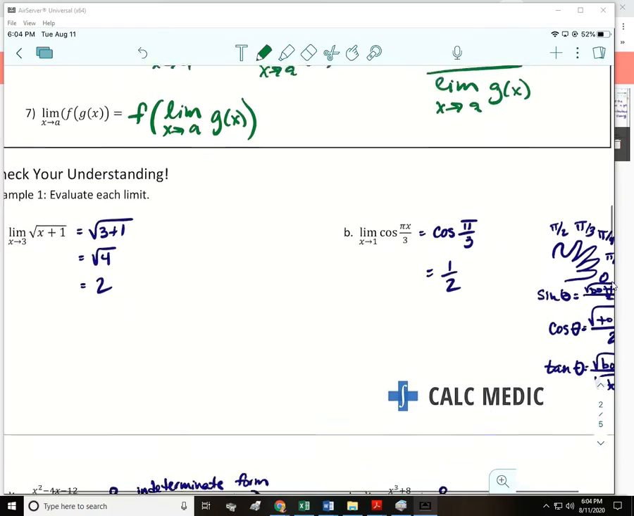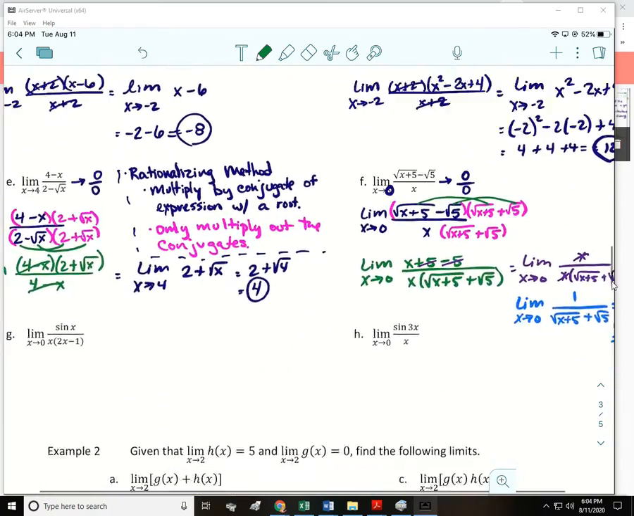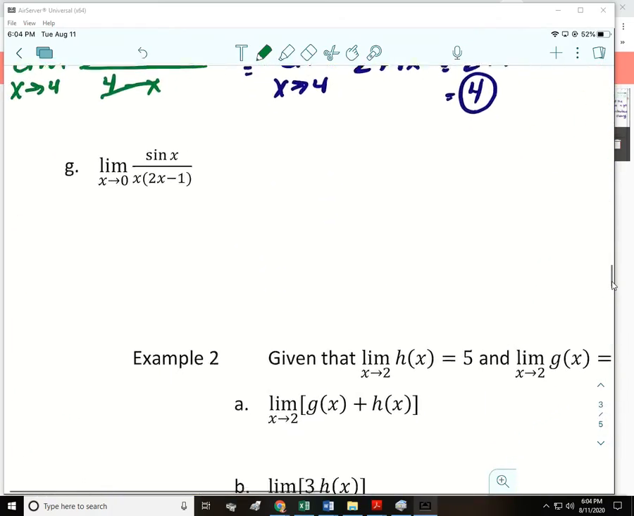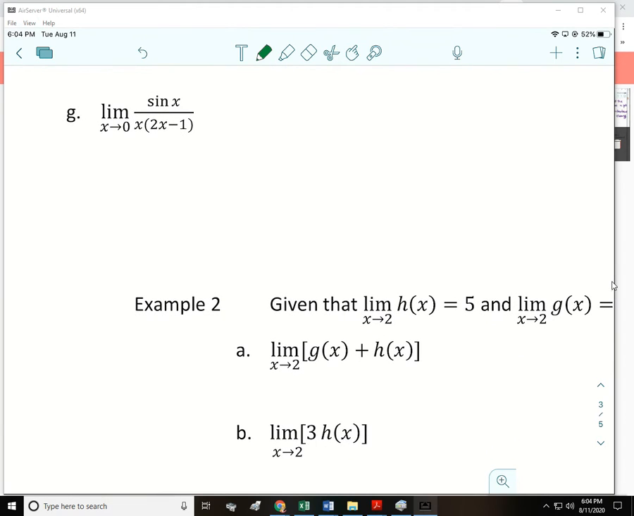All right, so let's skip down to where we left off, and that's with g. And g is very similar to the one we just did on the other sheet. So when I put 0 in, sine of 0 is 0, and then 0 times -1 is 0. So we do end up with 0 over 0. So that tells us we need to do something, because there is going to be a limit, but we need to do something algebraic to figure it out.